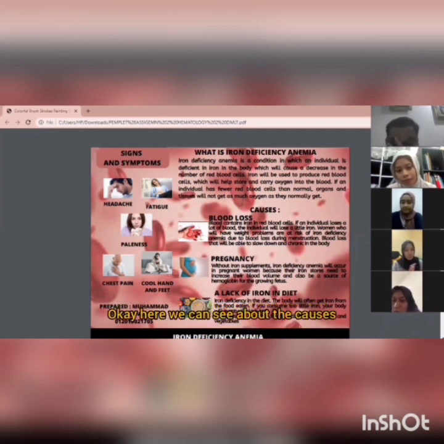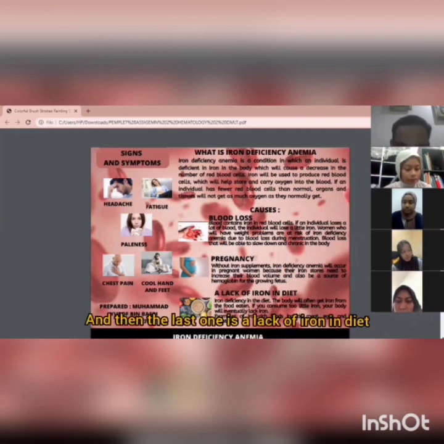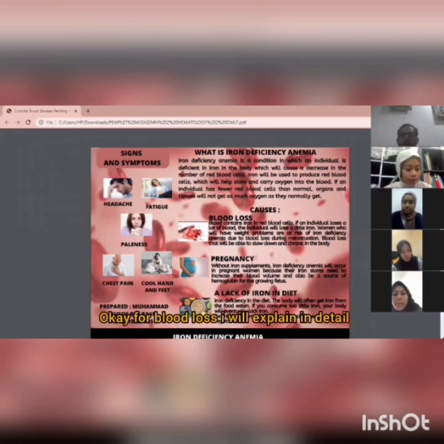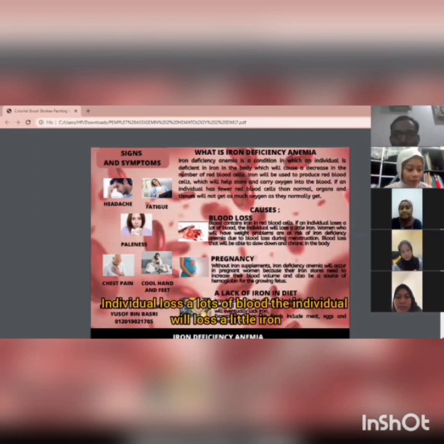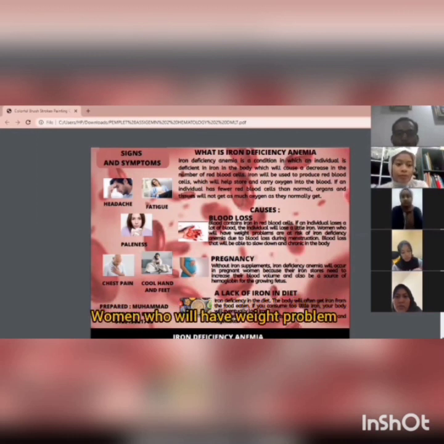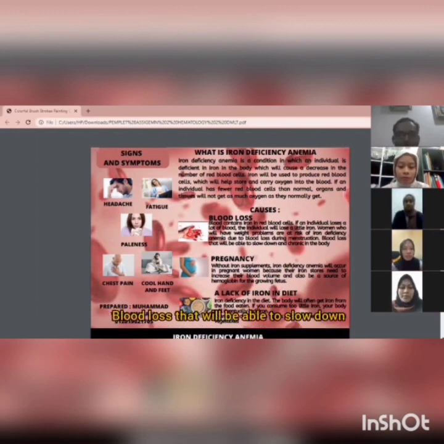Okay, here we can see the causes. We have 3 causes. First, blood loss, then pregnancy, and the last one is a lack of iron in the diet. Okay, for blood loss, I will explain in detail. Blood contains iron in red blood cells. If an individual loses a lot of blood, the individual will lose iron. Women who have heavy periods are at risk of iron deficiency anemia due to blood loss during menstruation. Blood loss can be slow and chronic in the body.